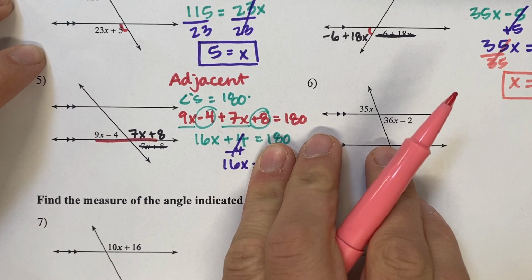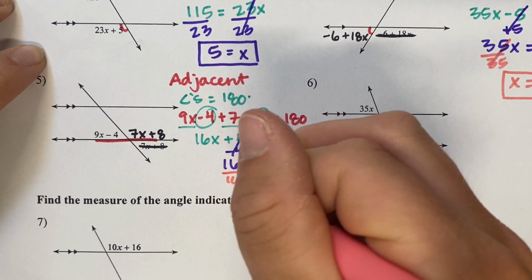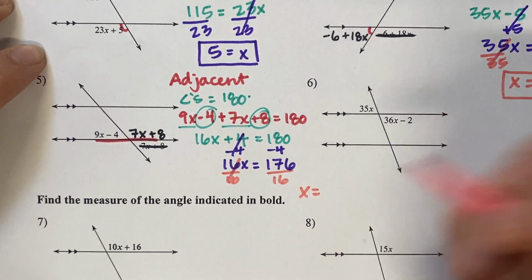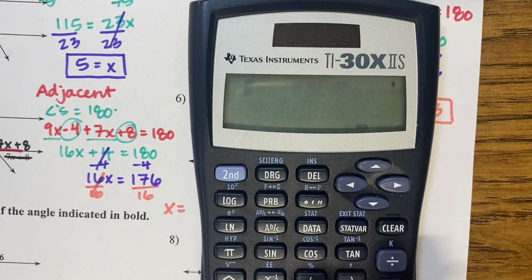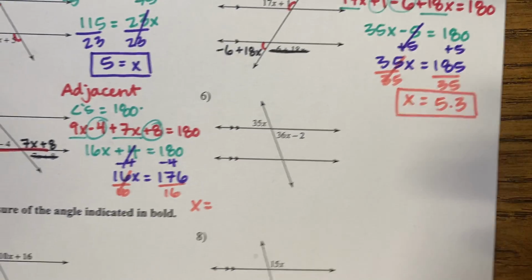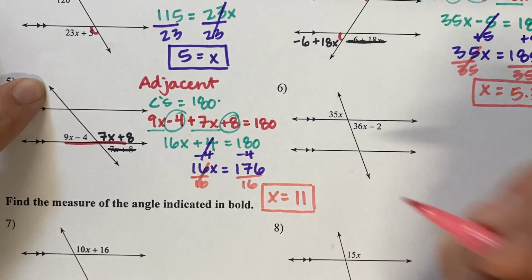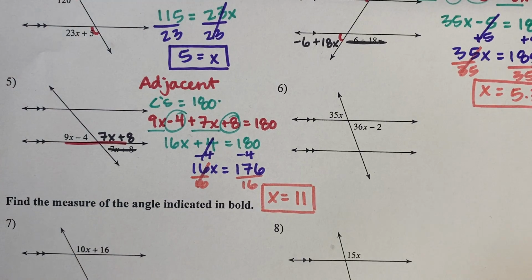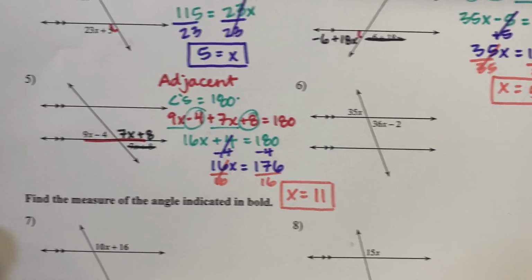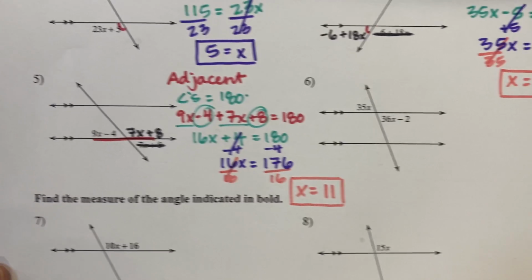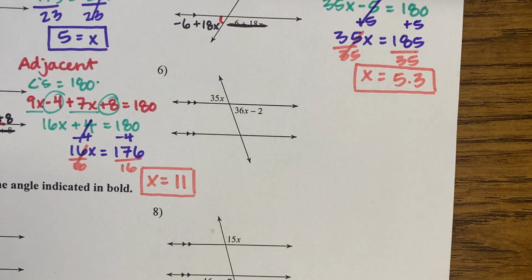Opposite of times by 16 is divide by 16. So we get x is equal to what? What is 176 divided by 16? Oh, wow, we didn't get a decimal. We get 11. X is equal to 11. And there we go. Okay, so I wanted to change that one to show you guys an adjacent and solve for an adjacent angle. So now let's look at number 6.